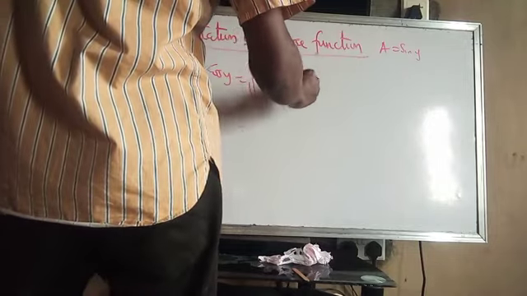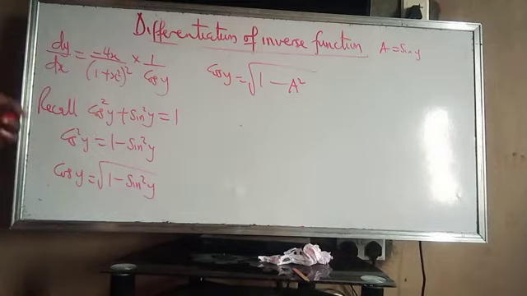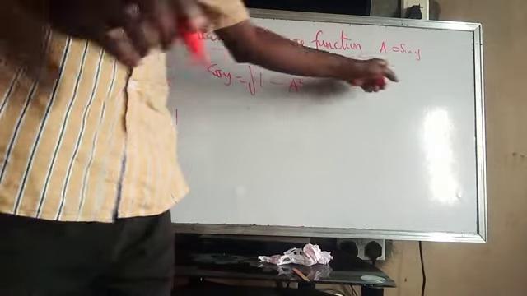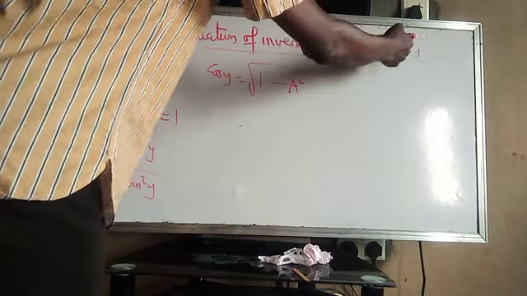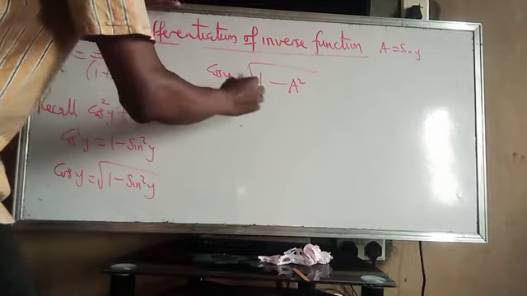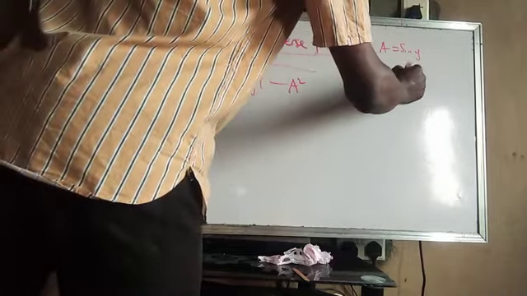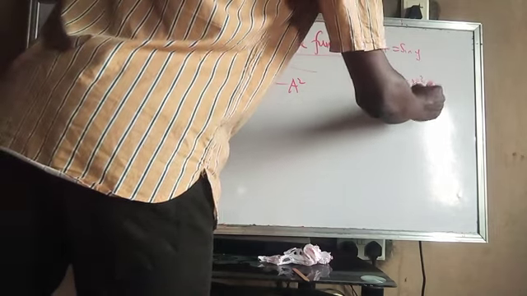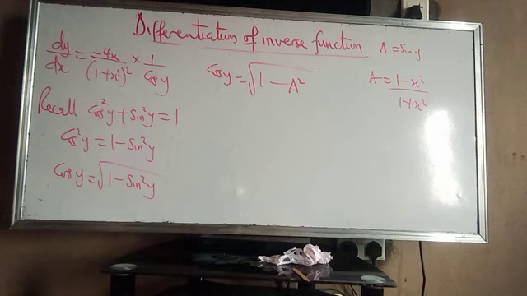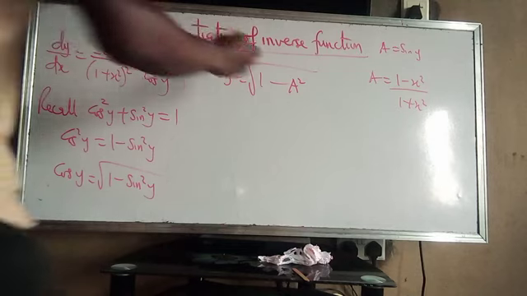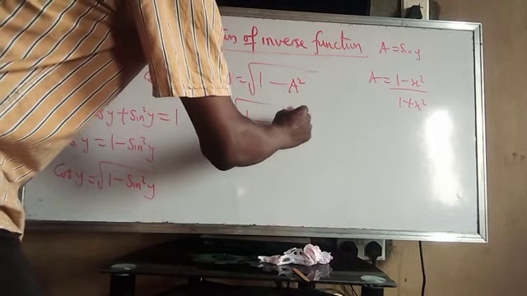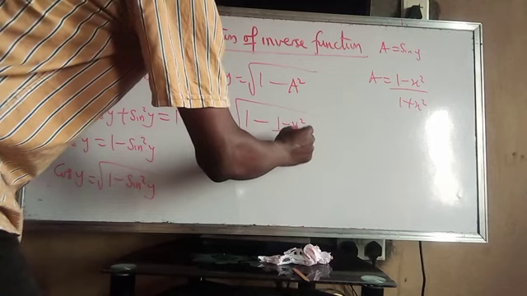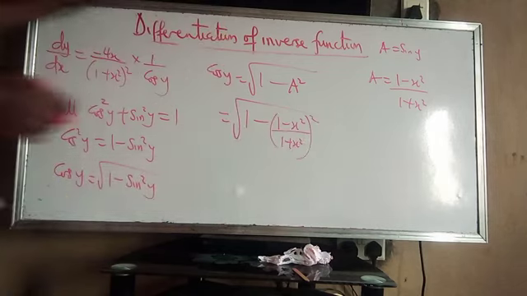So this one can be minus a squared, because if you check again from the beginning, you see that our a is sine y. So sine squared y, that is, a is sine y, the square of a is sine squared y. Note a is equal to 1 minus x squared. I think that is our a. So that implies that we have the square root of 1 minus a squared, 1 minus x squared all over 1 plus x squared all squared.